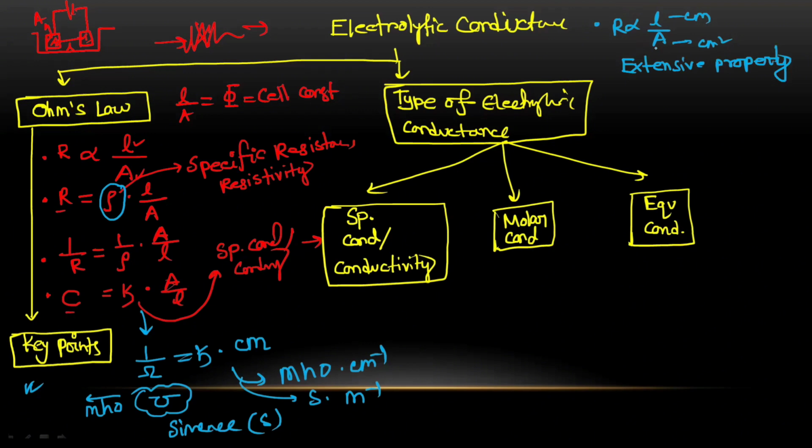And lambda is basically nothing but 1 by R. So as R is extensive, lambda will also be extensive. Now what does this indicate? Suppose I have one solution A, it has conductivity lambda 1.